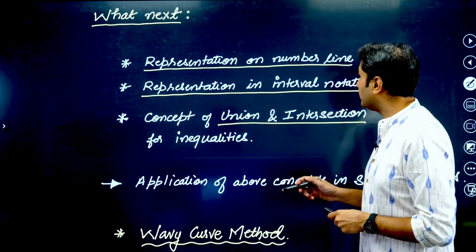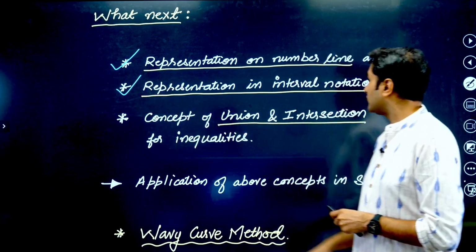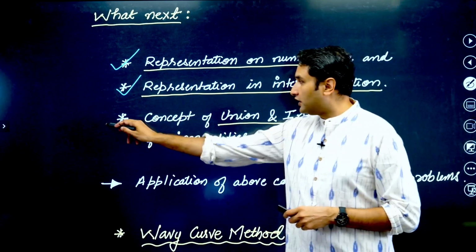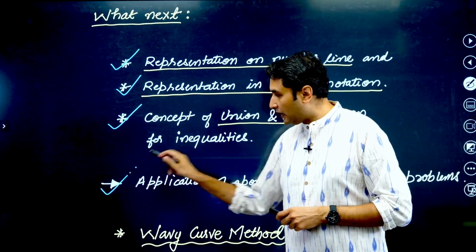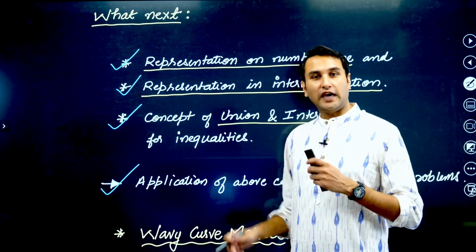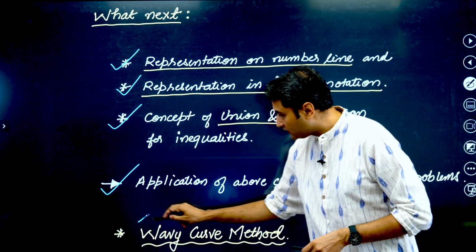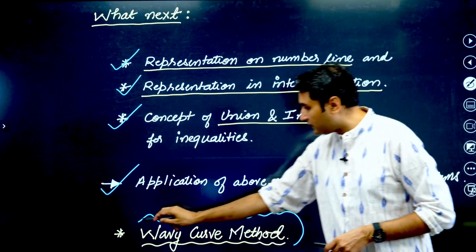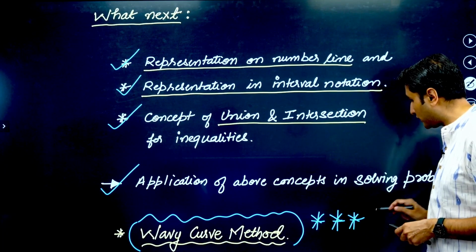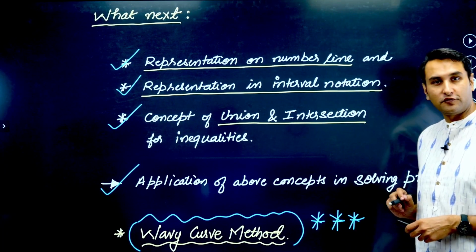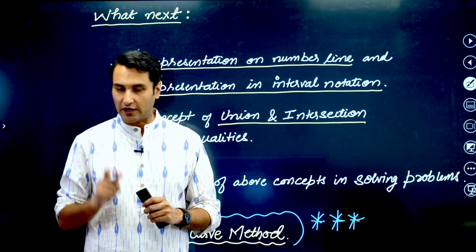So what have we learned? We have learned representation on the number line. We have learned representation in the interval notation. We have learned the concept of union and intersection. And we have seen some applications of it, as it will come in other chapters like the wavy curve. And next, we are going to learn this. This is my next class. And bachcho, this is super duper important for JEE problems of all the chapters coming up ahead.